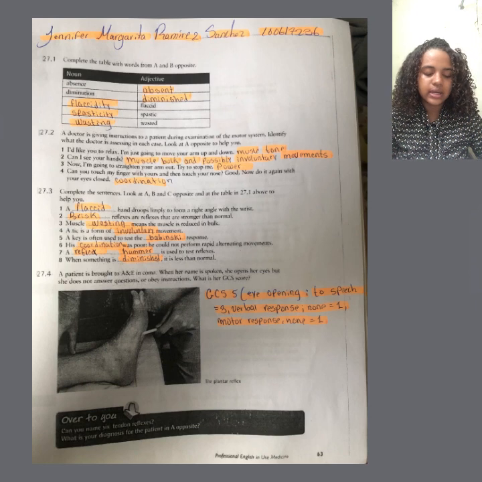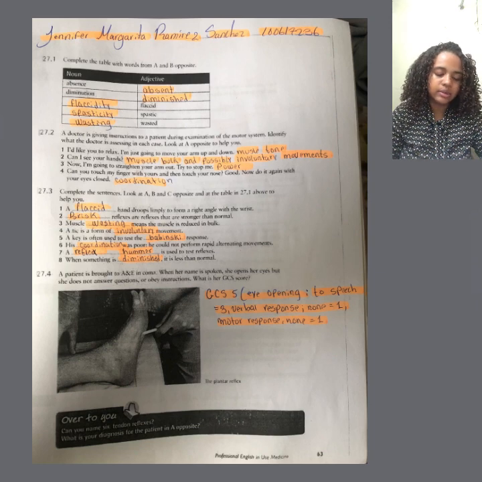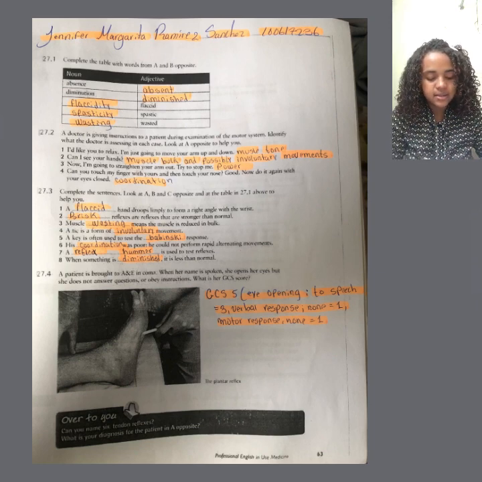Complete the sentences. Look at A, B, and C opposite and the table to help you. Number 1. A patient's hand drops limply, or flexes, when you move the wrist. Number 2. Rigid muscles are stronger than normal. Number 3. Muscle wasting means the muscle is reduced in bulk.